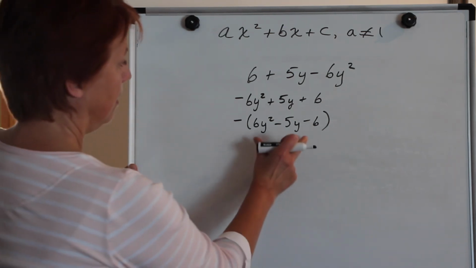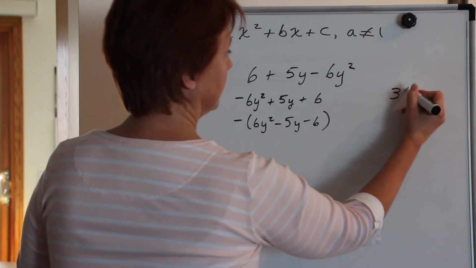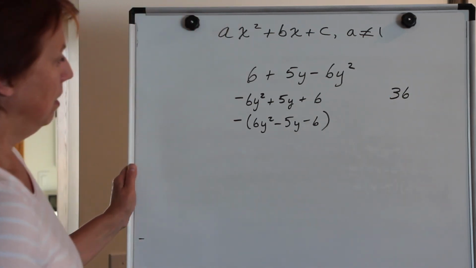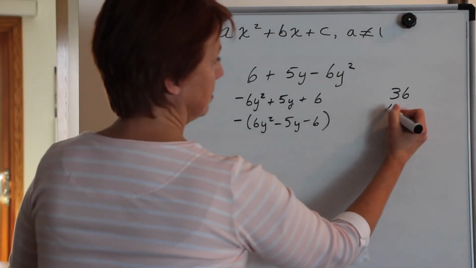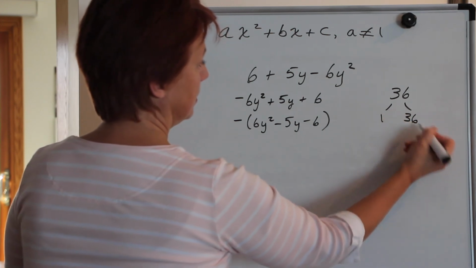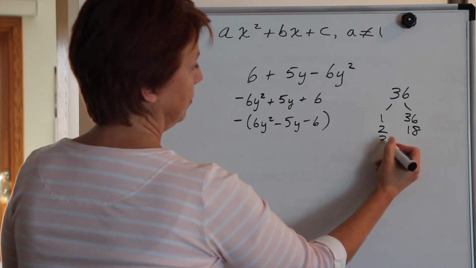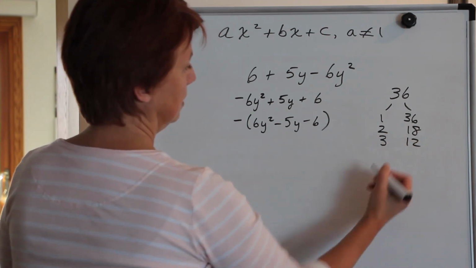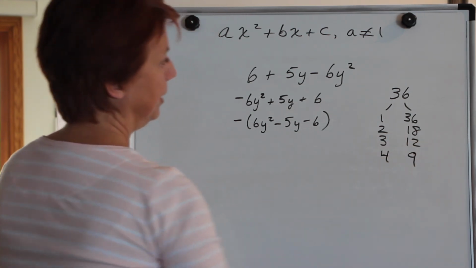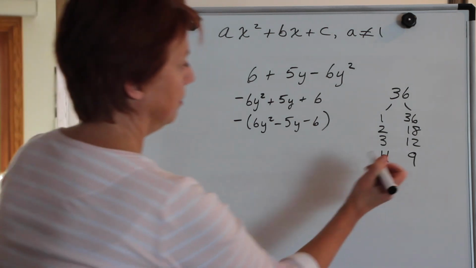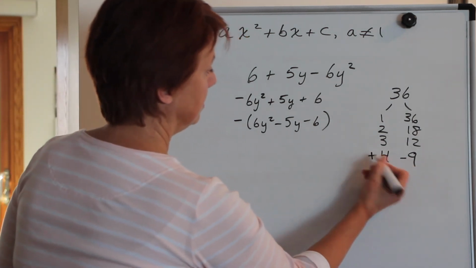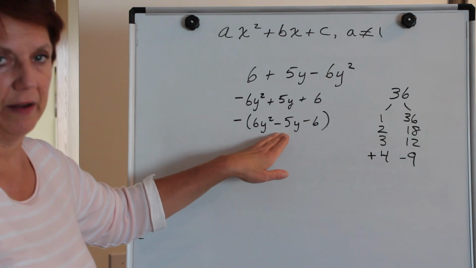Now, these two, 36, right? Okay, so what numbers are we going to use? 1 and 36? No, definitely not. 2 and 18? No. 3 and 12? No. 4 and 9? Oh yeah, there we go. Okay. So this has to be a minus and that has to be a plus. That's how we're going to get negative 5.